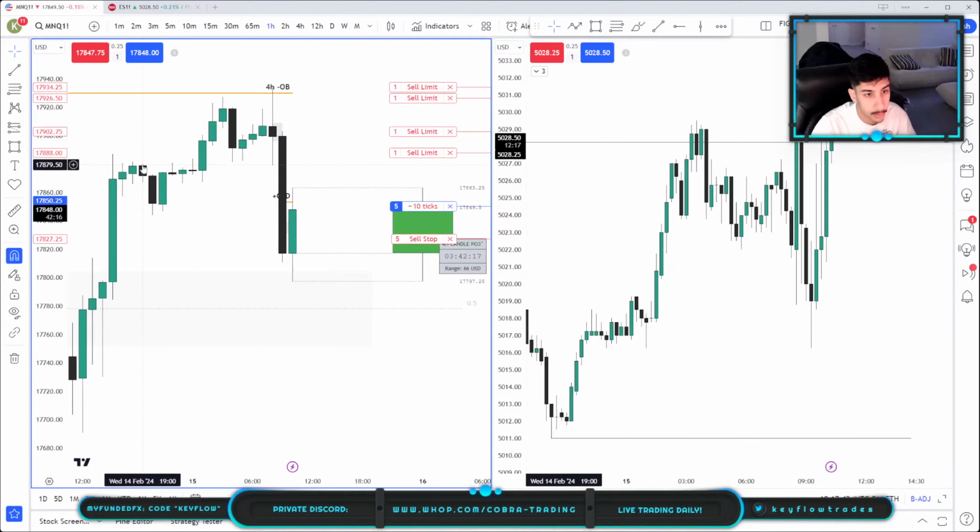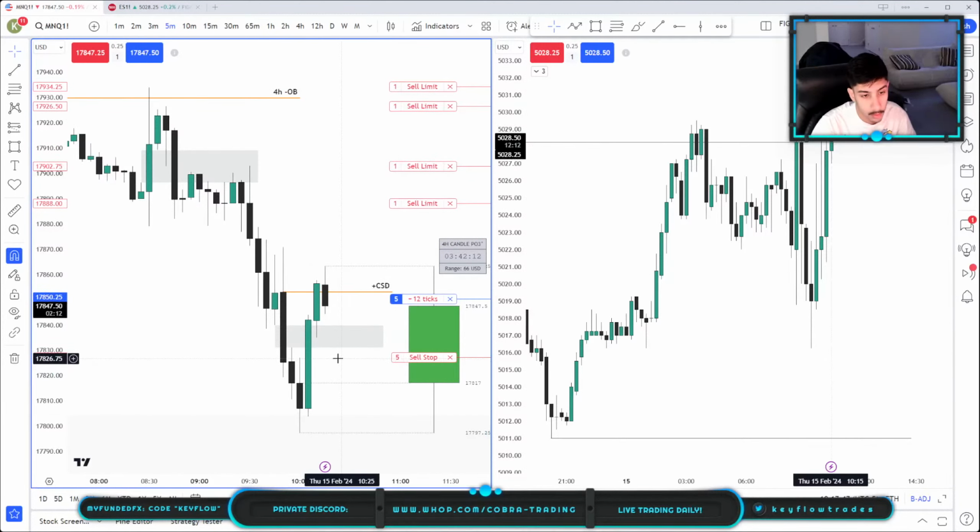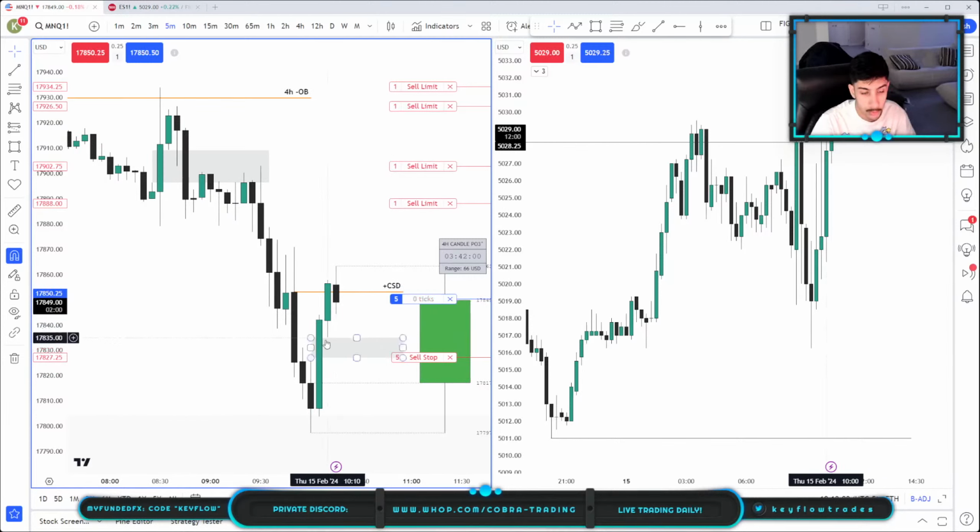Tested that hourly breaker there. So my stop loss is at this fair value gap's low, because if I stop out, not only does that invalidate the long setup, but that also triggers a short setup.